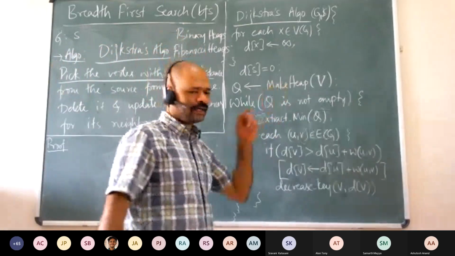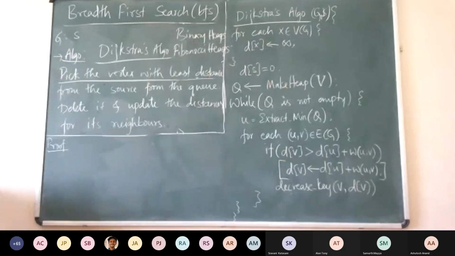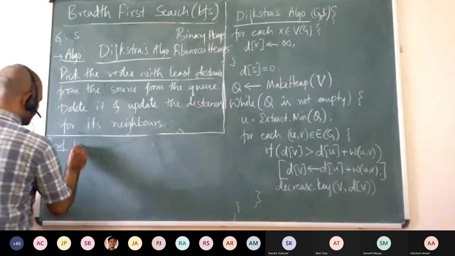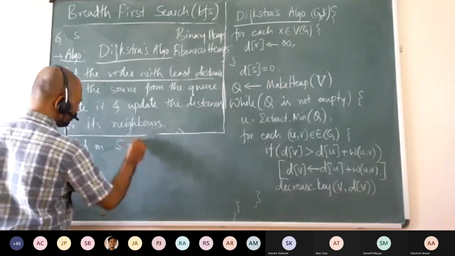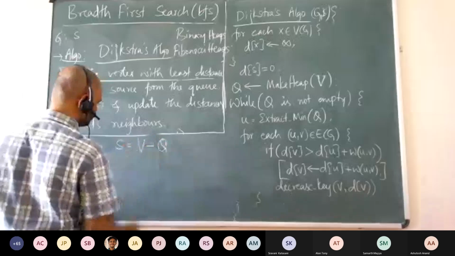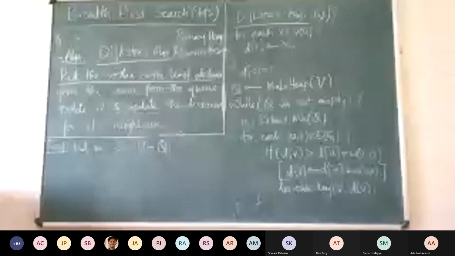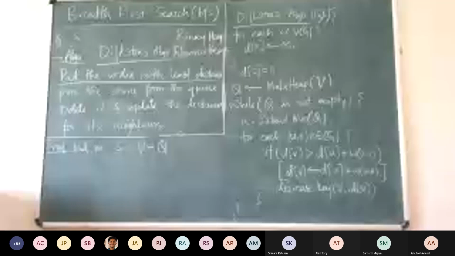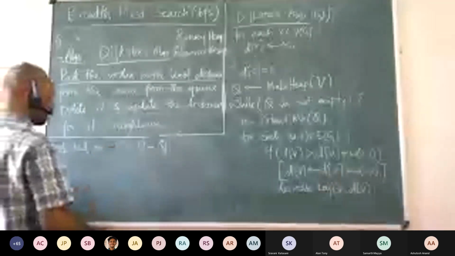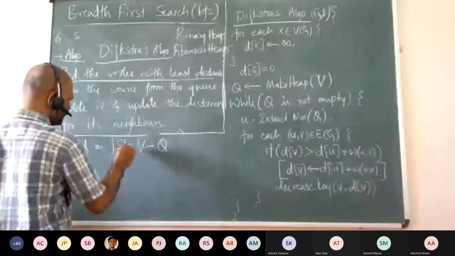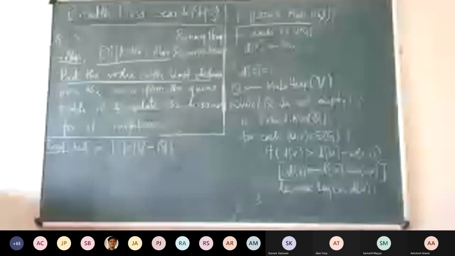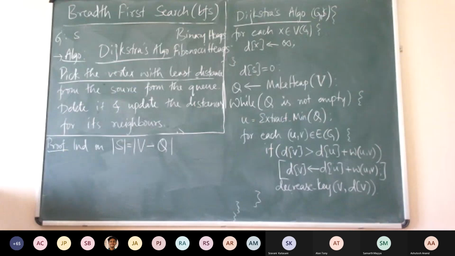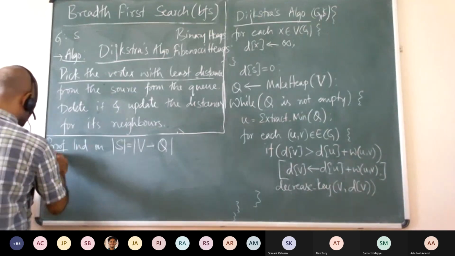Induction on the number of vertices that are removed from the queue. So maybe induction on S, which is equal to V minus Q, all those vertices which are not there in the queue. These are the vertices whose distances are already set. So we do induction on this. We know that it is true when S is equal to 1, so that is the basic step.